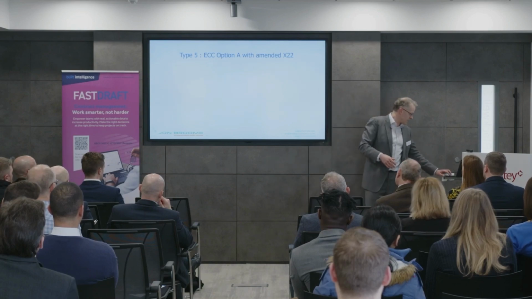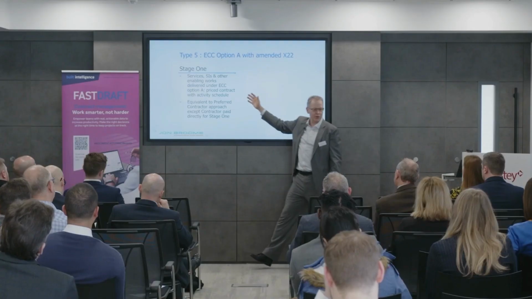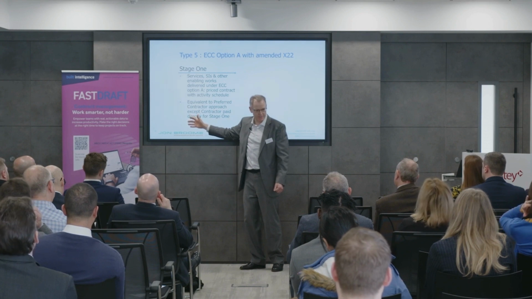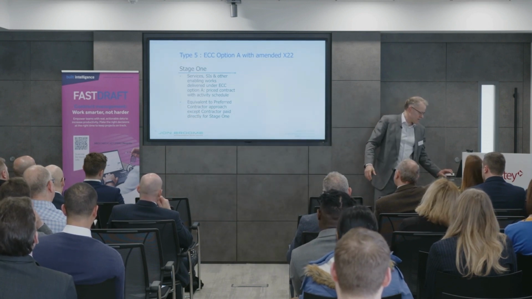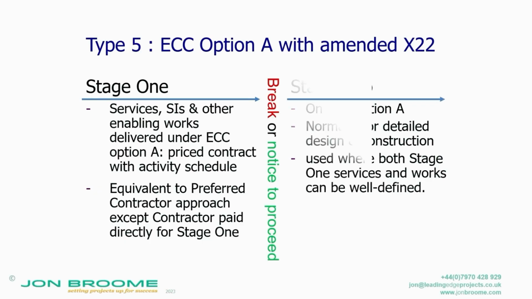So what is this? Stage 1 is services, site investigations, other work, enabling works delivered under an option A price contract with activity schedule. As I said, equivalent to preferred contractor approach, except the contractor is paid directly for stage 1 while it's been going on, rather than, well, we'll add in sums into stage 2 to cover your costs from stage 1 if the project goes ahead. There's the break. And then what happens is the second stage is done under option A.